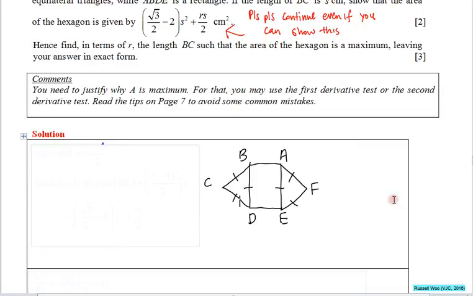First, we need a diagram. It's made of two equilateral triangles and one rectangle in the middle. Correct? And this length is S, this is S, this is S, this is S. Equilateral triangle. This is S, this is S. And you know that the perimeter is R. The entire length of the perimeter is R.